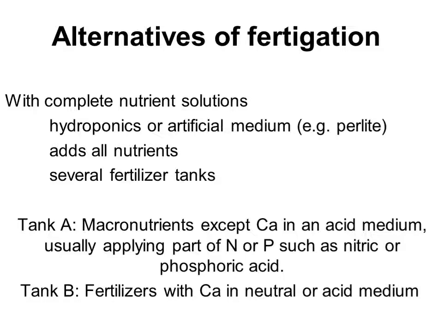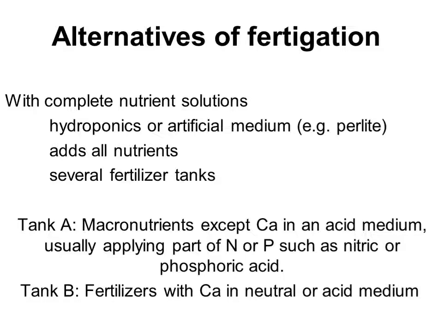If we think about fertigation, we can think about quite a range of possibilities. The extreme possibility is applying to the crop a complete nutrient solution. And that will be required in the case of hydroponics or artificial mediums, for instance, perlite, where we need to put all the nutrients to the solution. In general, that requires several fertilizer tanks.